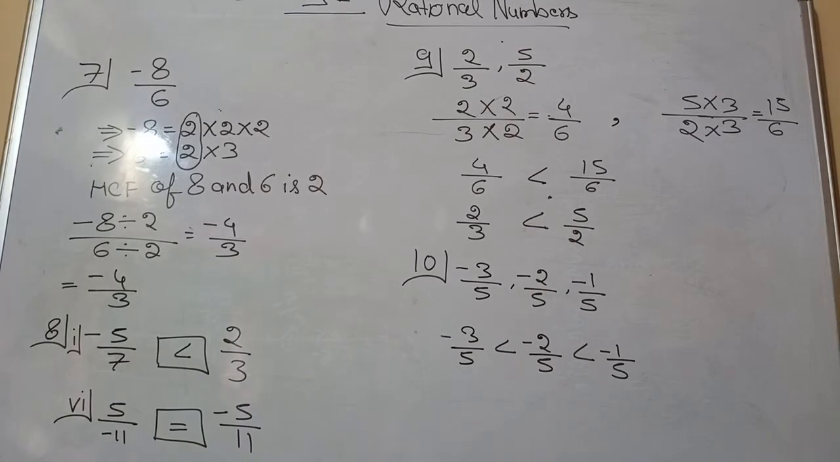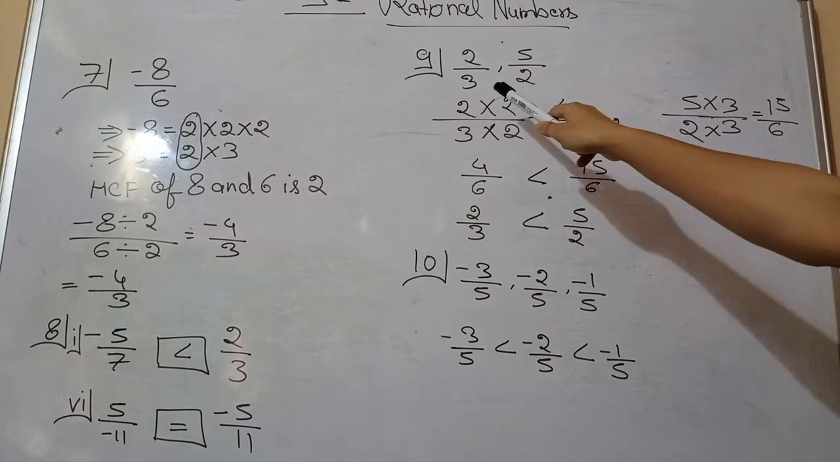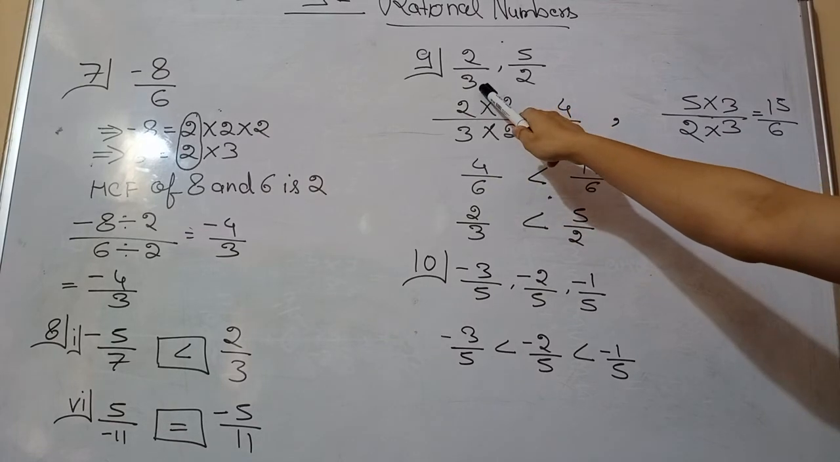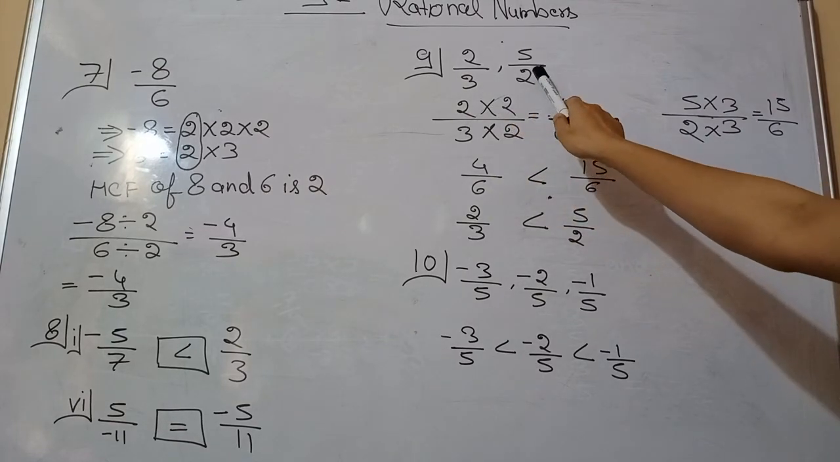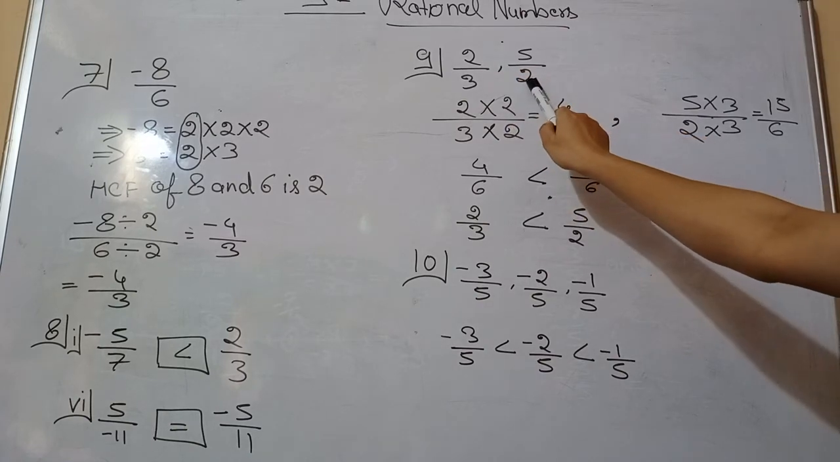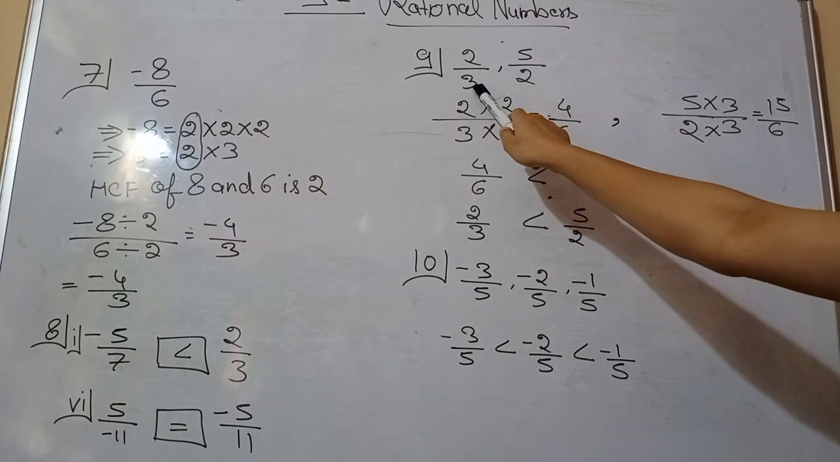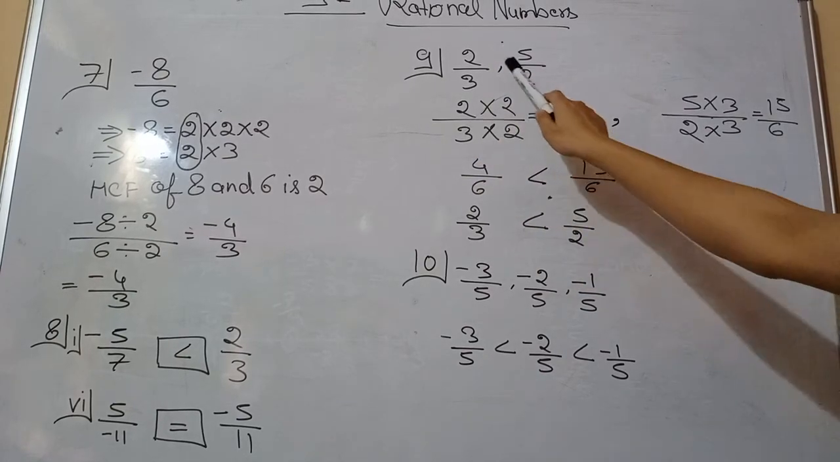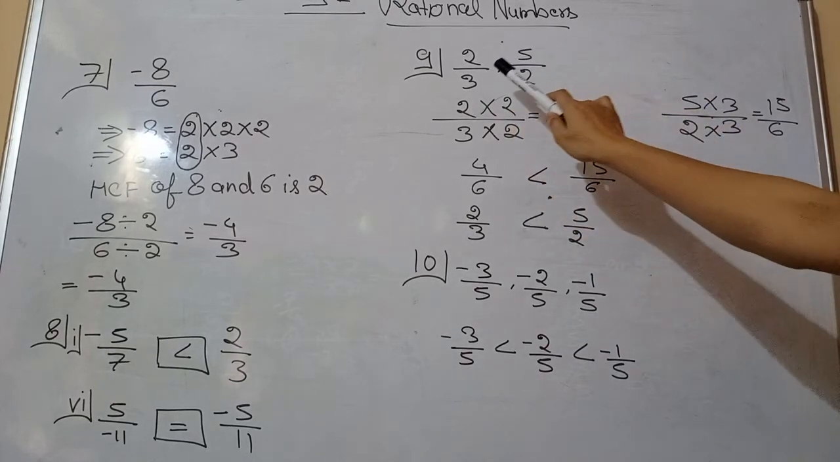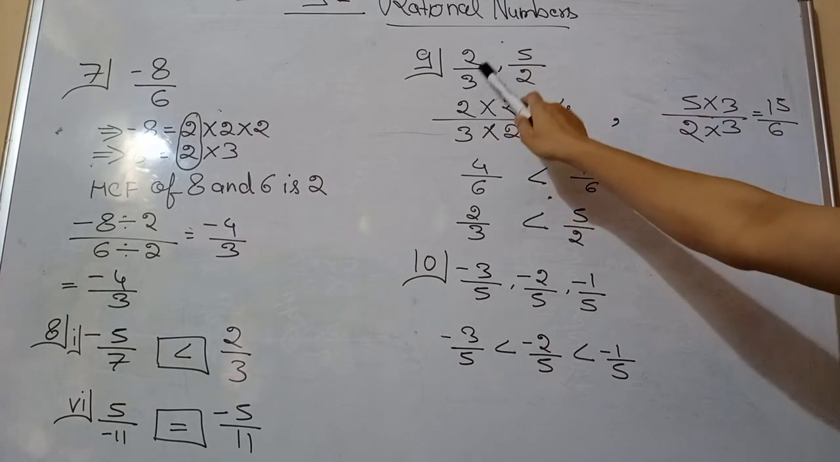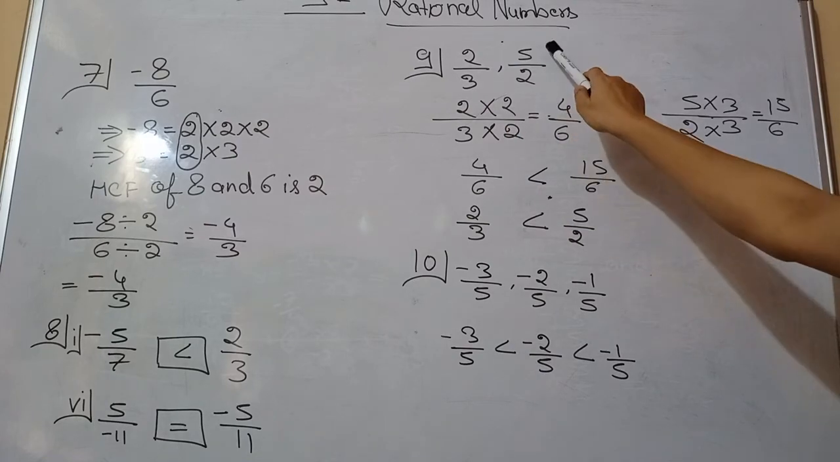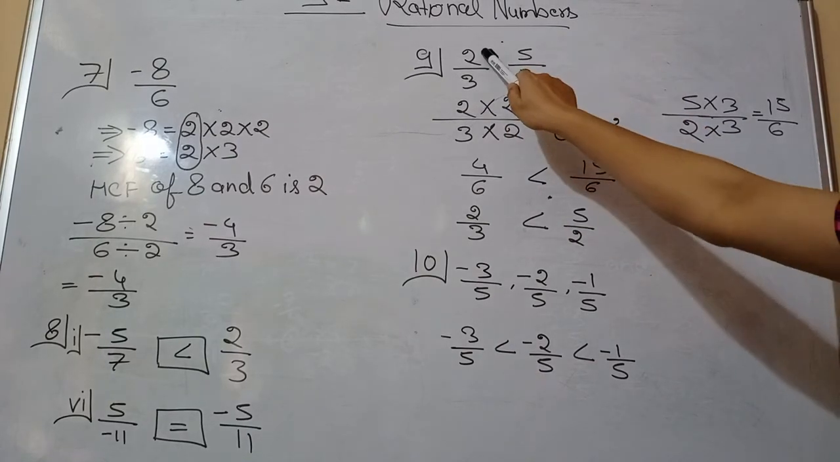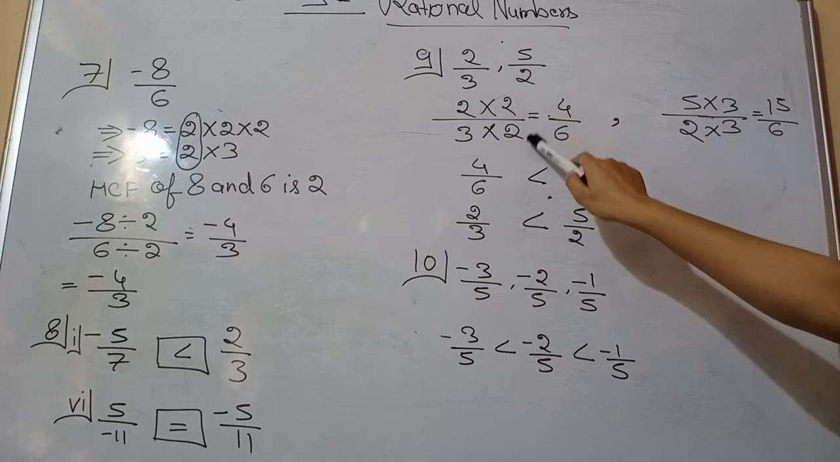Now in question number 9, we have to check which number is greater. There is a simple method to check which number is smaller and which is greater. Just cross multiply the denominators. Here what is the denominator? 3. Here what is the denominator? 2. So cross multiply means in 2 by 3 you have to multiply 2 and in 5 by 2 you have to multiply 3. Whatever denominator you have for the first term, the same denominator you have to multiply in the second term. Like here you will multiply 2 and here you will multiply 3.